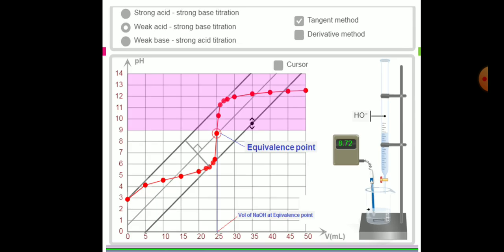Now let us see this graph again. The volume of NaOH consumed at the equivalence point we are going to get from the x-axis, and the pH of the mixture at the equivalence point we will get to see from the y-axis. Since it is a weak acid and strong base mixture, the equivalence point pH will be more than 7, and you can see on the figure that it is shown as 8.72. So 8.72 is the equivalence point pH for this mixture.